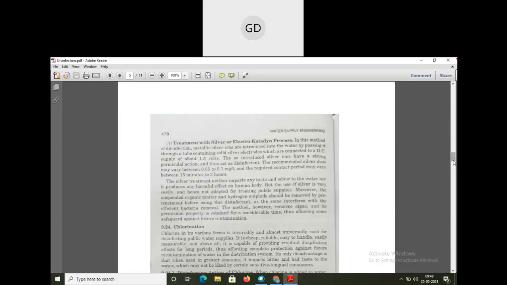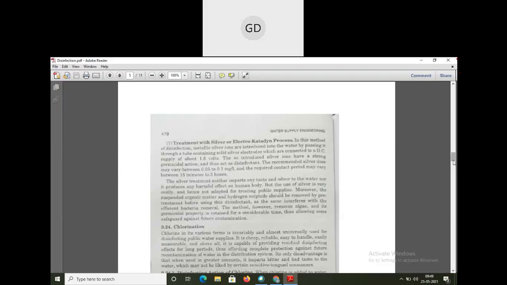It has a tube which contains some silver electrodes, and it is connected to a DC supply of about 1.5 volts. So when you introduce the silver ions, that has a very strong germicidal action. Germicidal action means it kills the bacteria very fast. So it acts as a disinfectant.